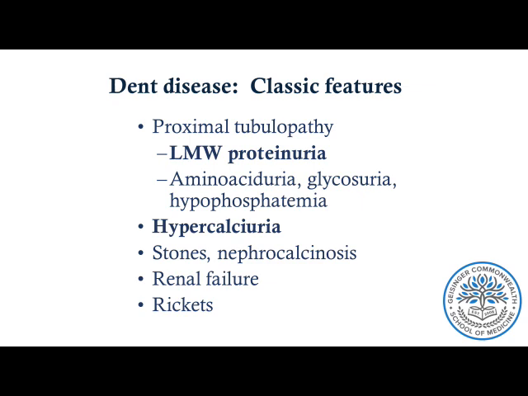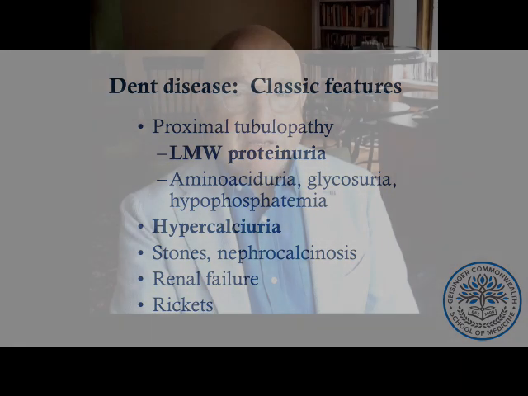classic features of Dent disease: a proximal tubulopathy with hypercalciuria, stones and nephrocalcinosis in many of the patients, renal failure in some of the patients, and most variably rickets, with the defining features being low molecular weight proteinuria and hypercalciuria, which represented the clinical criteria for entry into almost all of the studies that I will be describing today.